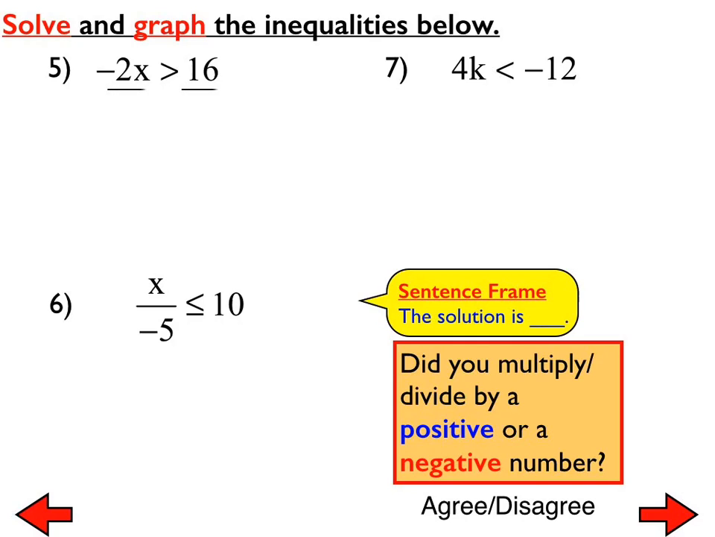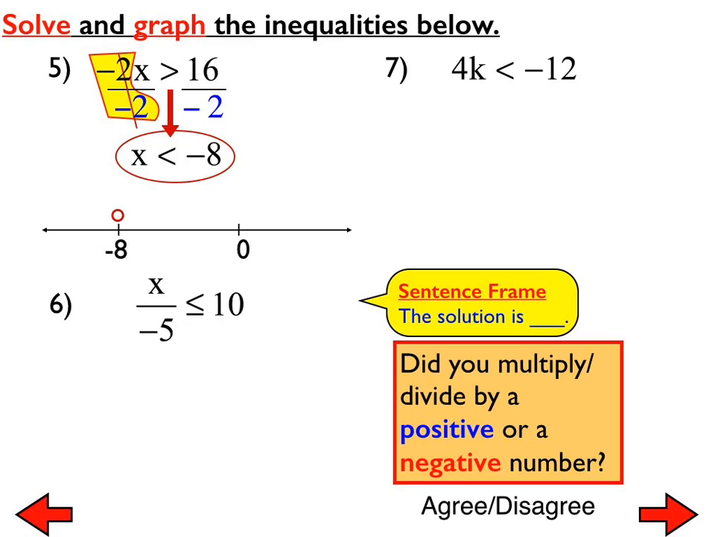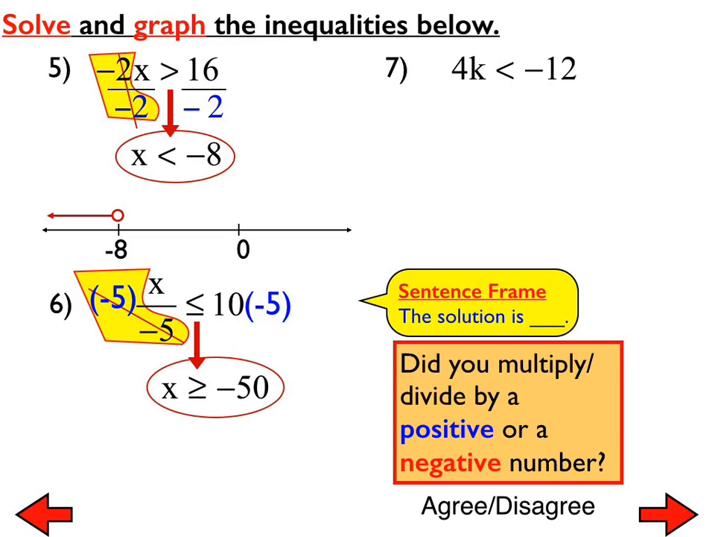All right, number 5. We divide both sides by negative 2. Since we divided by a negative number, we must flip the inequality symbol. So the solution is k is less than negative 8. Graph would look like this. Number 6, we have to multiply both sides by a negative number, specifically negative 5. That means we have to flip the inequality symbol. That would give us a solution of x is greater than or equal to negative 50. The graph would look like this.